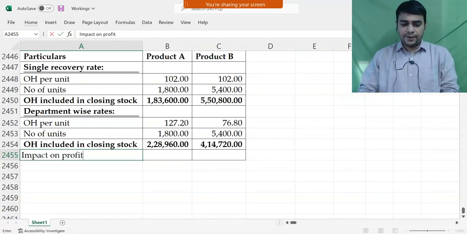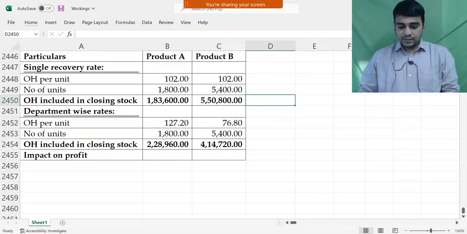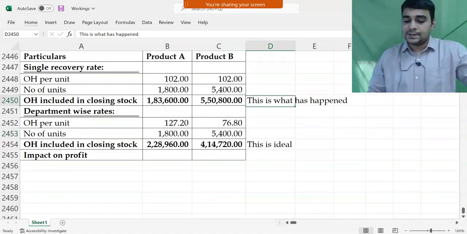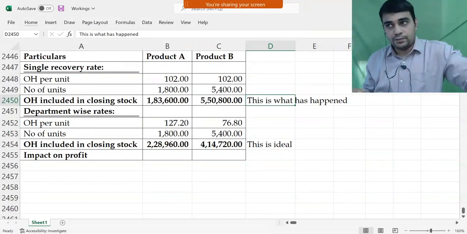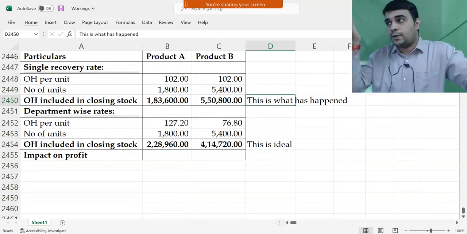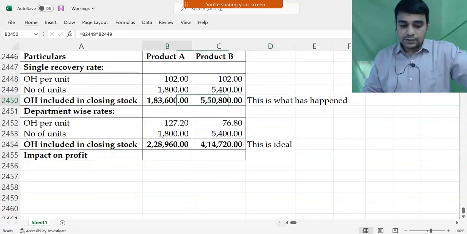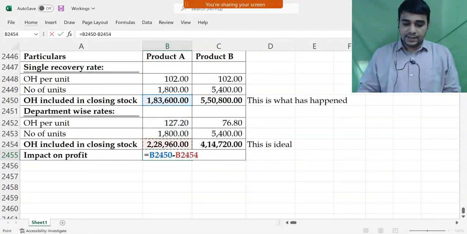Now, impact on profit. Now listen, this is what has happened. This is ideal. What has happened is this. If you have undervalued, profit will go down. If you have overvalued, profit will go up. What has happened is the first line item. What should have happened is the next line item. So in this case, there is a loss.